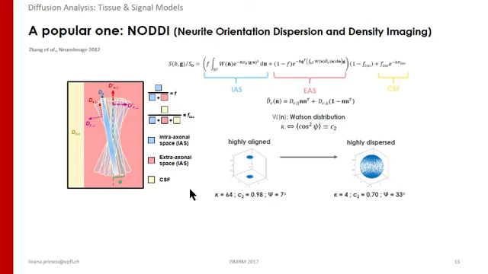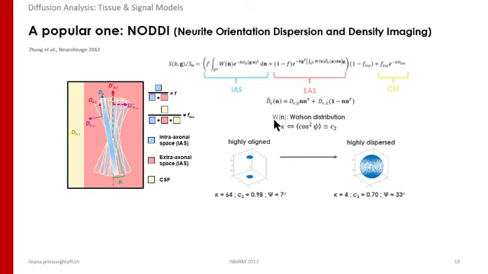Now, I don't have time to cover all the models. Of course, you can mix and match these compartments and ODFs however you like. I will just describe a few that are out there and are kind of representative. So a very popular one is NODDI, neurite orientation dispersion and density imaging. This model is a 3-compartment model, as I've previously described.